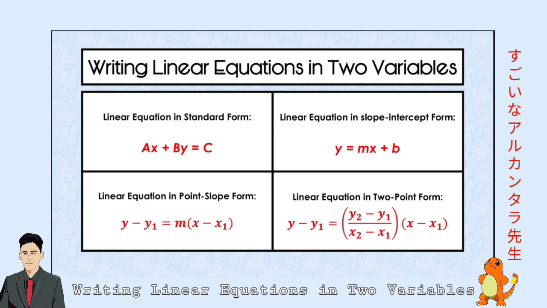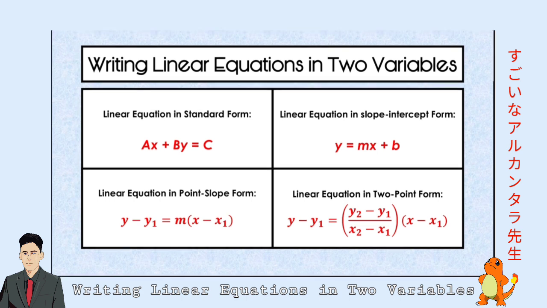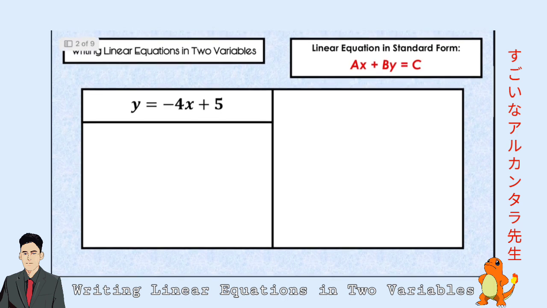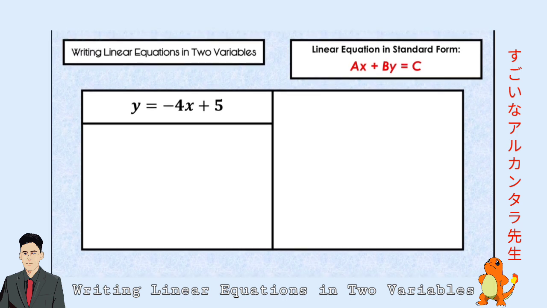So it's a long process, but again, we're practicing the skills here of substitution and the properties of equality and or the technique of transposition, similar with what will happen later in the linear equation in two-point form. So with that being said, let us start with our first example with writing linear equations in two variables, putting it in standard form. So we have here the given y is equal to negative 4x plus 5.